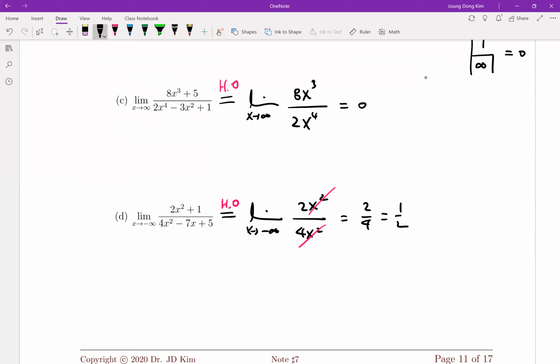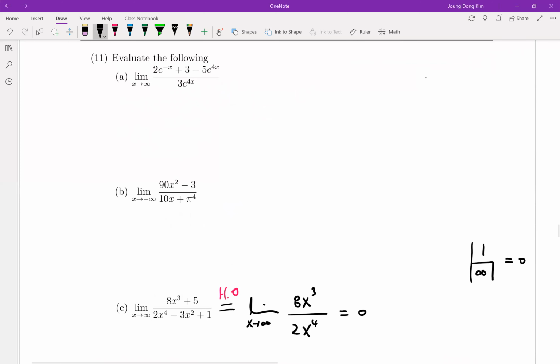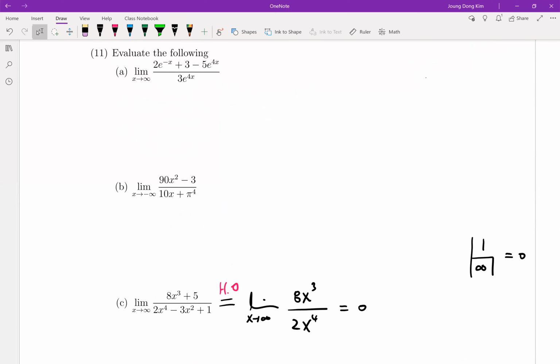Then let me come back to B. You have to be careful with this. What is the degree of your numerator? It is 2. What is the degree of your denominator? Do you think it's 4? No, it is fake. It is first degree, because pi is a number. Pi to the 4 is just a number, not an unknown variable. Do you understand what I'm saying? So by higher order, that part is gone.